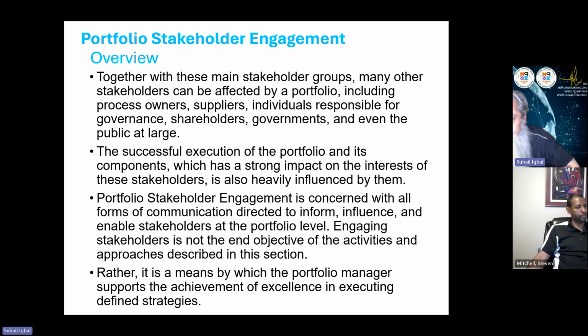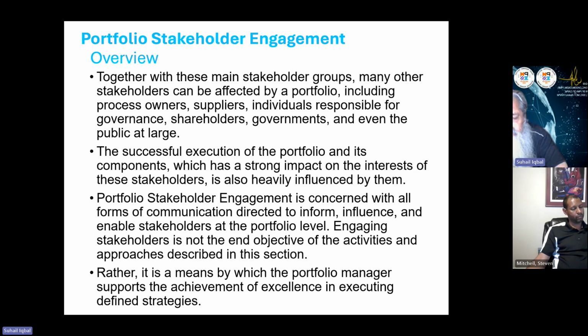Portfolio stakeholder engagement is concerned with the forms of communication. Now we come to the communication. Now we have identified the stakeholder. We have to engage them, to communicate with them. We have to do that. Forms of communication directed to inform, influence, and enable stakeholders at the portfolio level. Engaging stakeholders is not the end objective of the activities and approaches described in this section. So this is just a starting point.